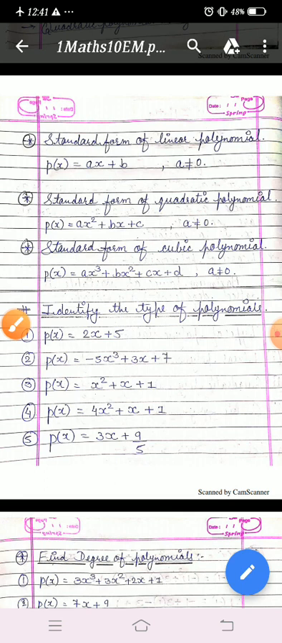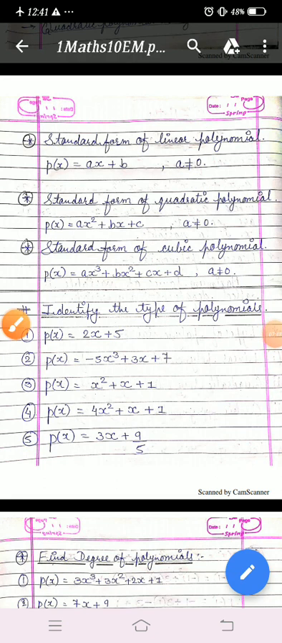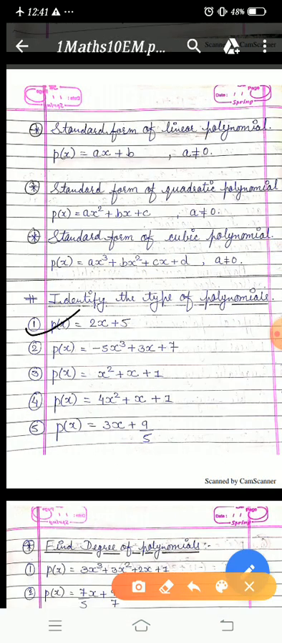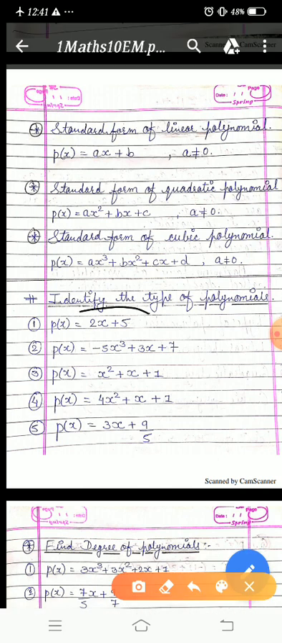Now the next question is, we need to identify the type of polynomial. Which type of polynomial is given here? First question is p of x equals 2x plus 5. Here we can clearly see that 2x plus 5 is like ax plus b, and ax plus b was the standard form of a linear polynomial. So the value of a equals 2, the value of b equals 5. So this type of polynomial is known as a linear polynomial.